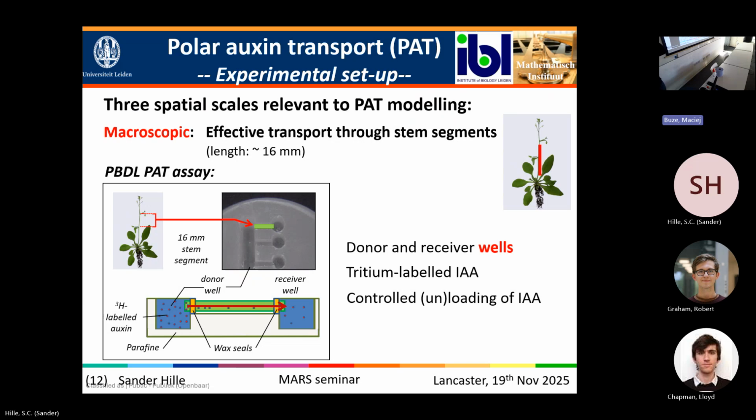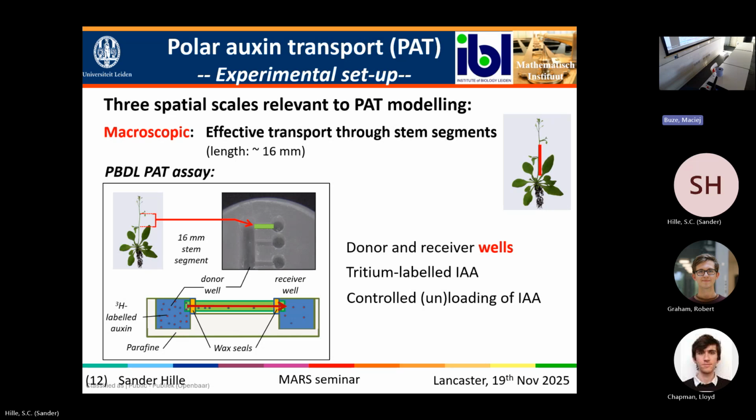Slightly more biology or measurement, to see how to appreciate what data you can get from this, and then to draw conclusions. So what we did is take a 16 millimeter long stem segment and cut it out, and then you can place it in this petri dish filled with paraffin wax, and then you have a donor well and an individual receiver well.